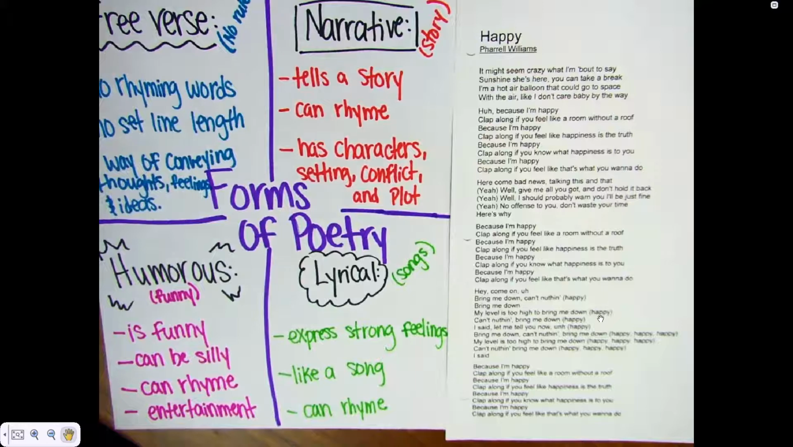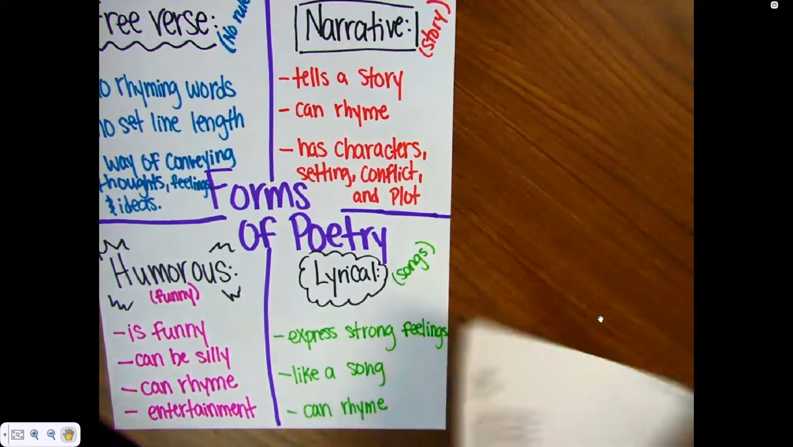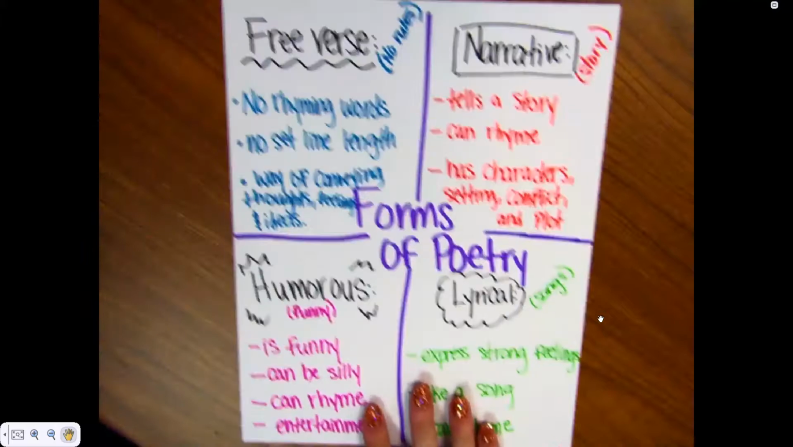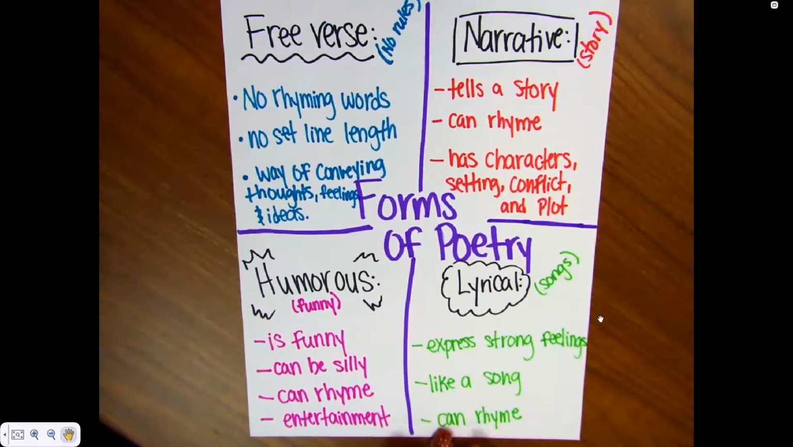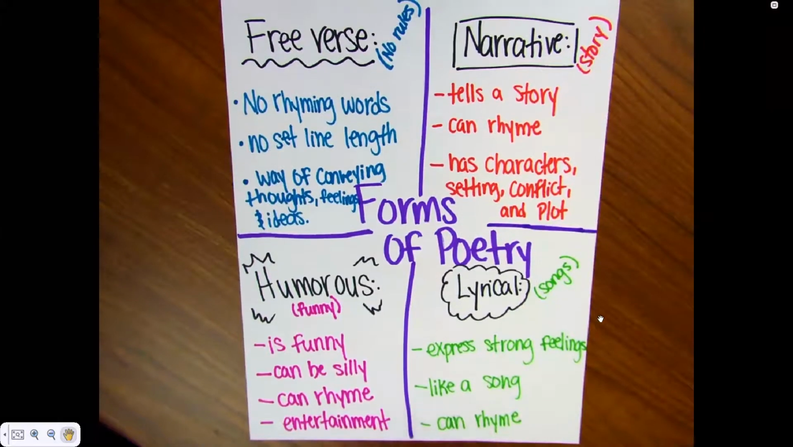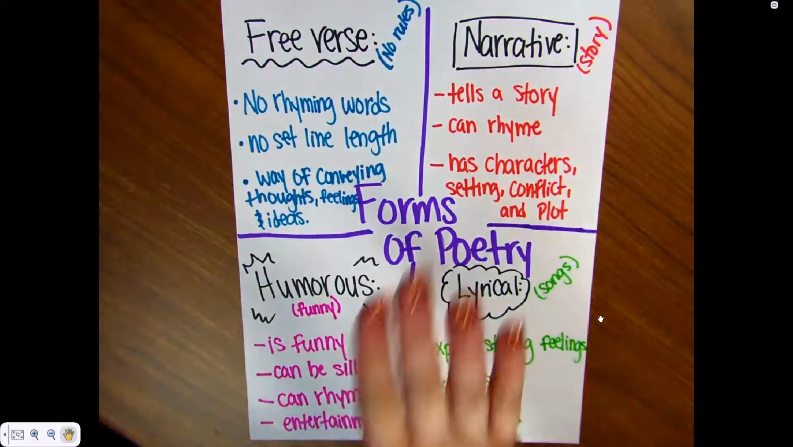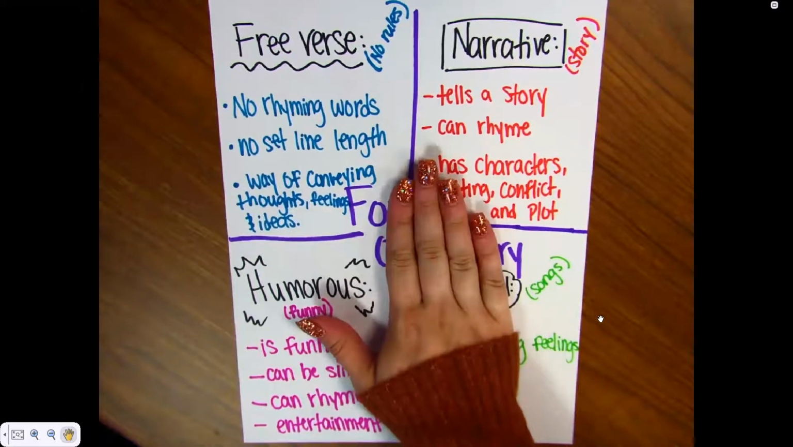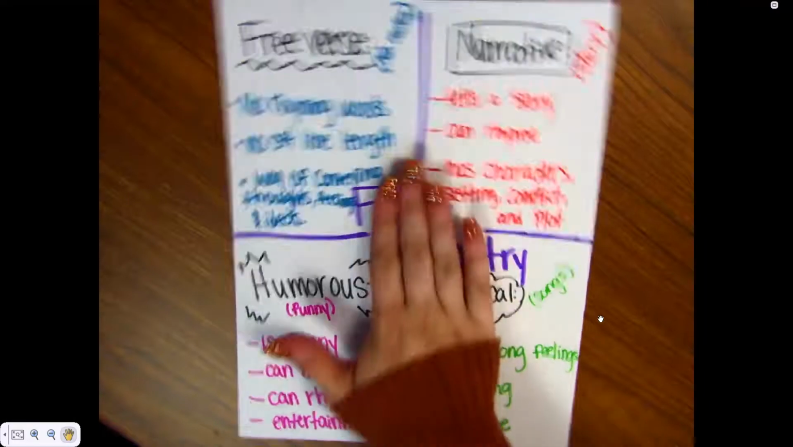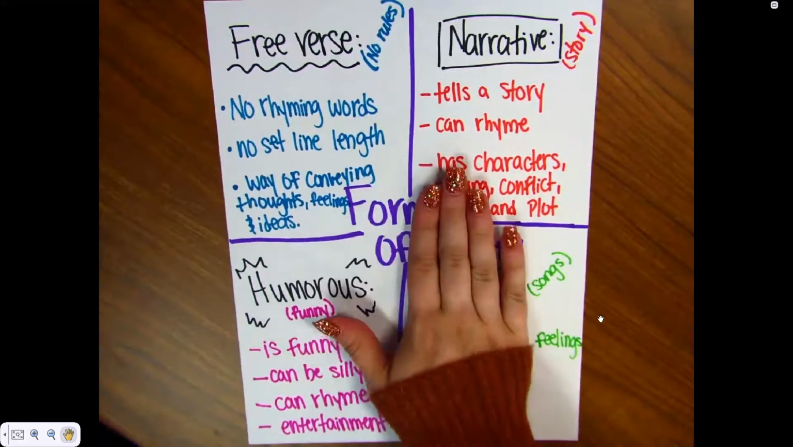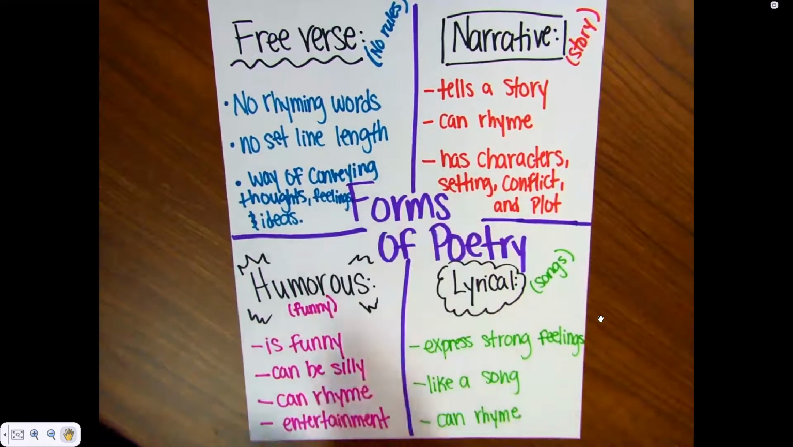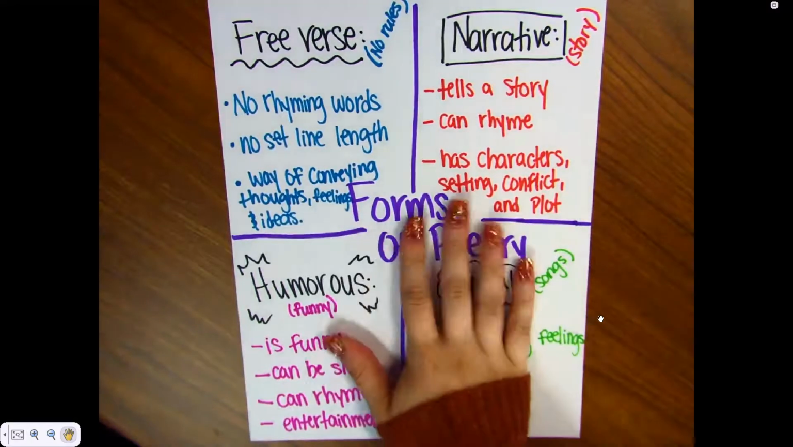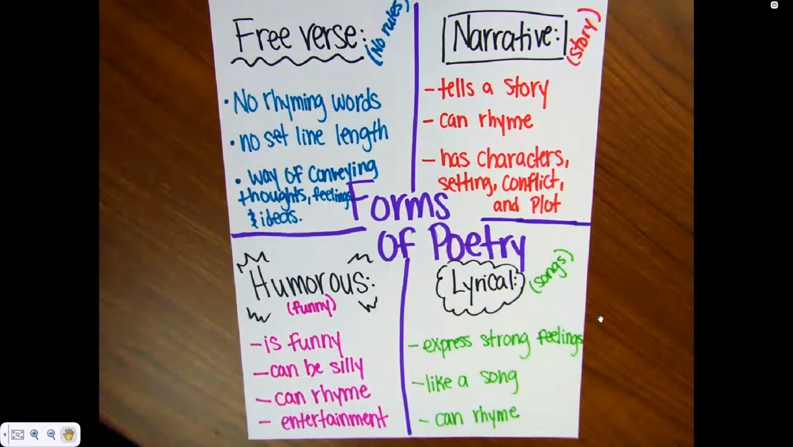Okay. All right. So these are our 4 different forms of poetry. We have free verse, no rules. We have narrative, tells a story. Humorous is funny, and lyrical is like a song. Okay, so you need to make sure, look at me, everybody, because I feel like some of y'all are not paying attention. You need to make sure you have these in your brain. Put them in your brain, because I promise this won't be the last time you see this.